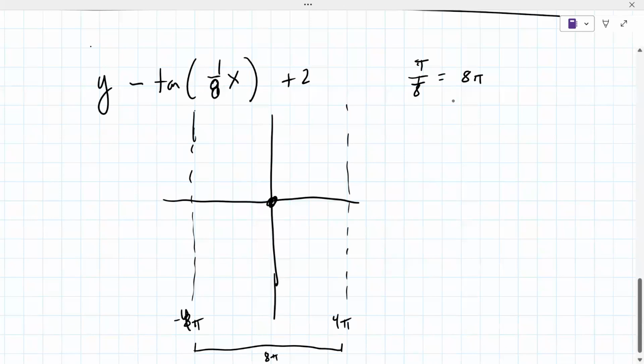So then there's always the point in the middle, and then you split the difference here. So this is 2 pi, negative 2 pi, and then 1 and negative 1. I always like drawing the parent function first with the period change.